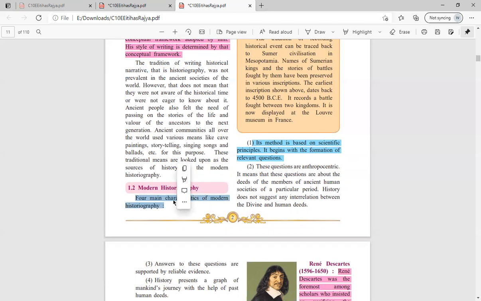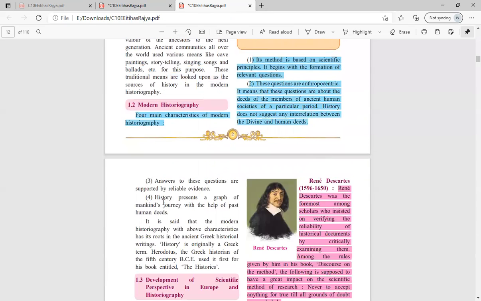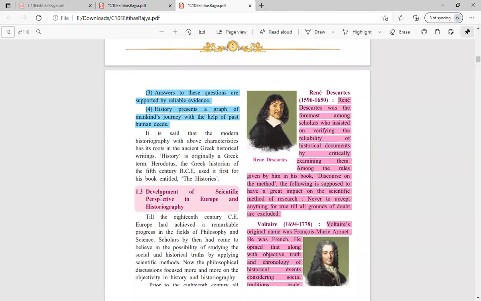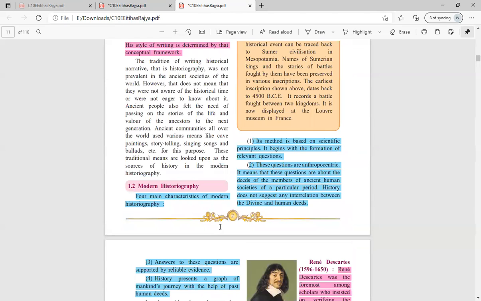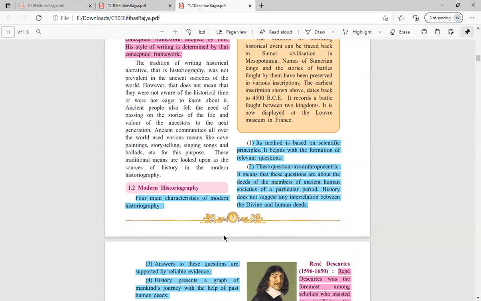So you will write, the 4 main characteristics of historiography are: the first point, these qualities are anthropocentric. I explained anthropocentric: it should not be related to divine and human form, but it should be related to human beings. Then all four points will come. The third point is you need to ask relevant questions. When you ask relevant questions, at that point you will understand how reliable and how true it is. And the last part, as we said, it should be in a chronological order. Fine, so these entire 4 points become your answer.